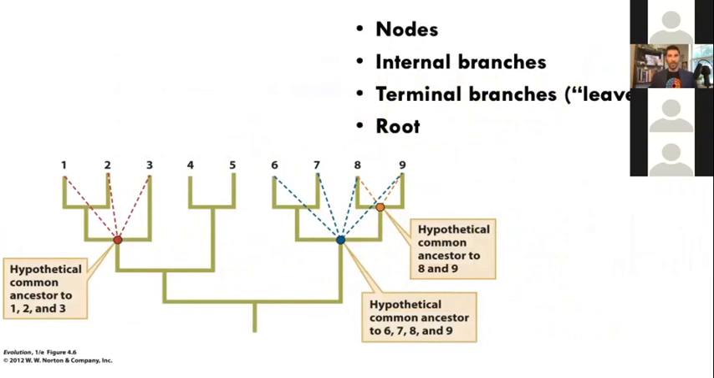A node is just a point in the tree that diverges. Internal branches are any branch that doesn't end with a sequence, so internal to the tree. Terminal branches we call leaves sometimes, so those are the external branches. And then the root, there doesn't have to be a root. A root is something we add to the tree if we have that information. And the root is just a branch that's at the sort of beginning of the progression of the tree's evolution. So that's mitochondrial Eve in the case of mitochondrial DNA.